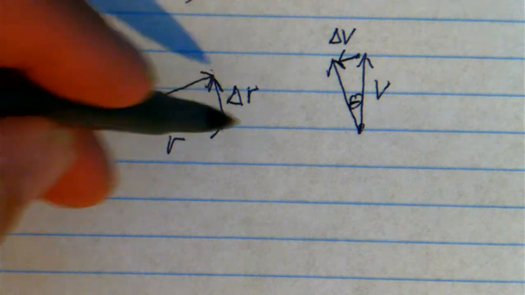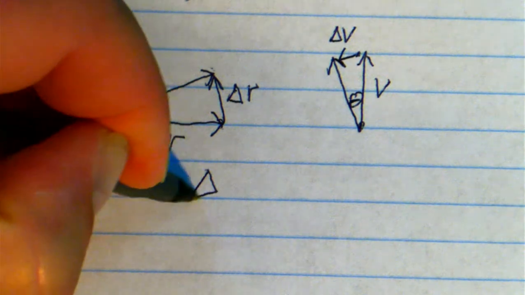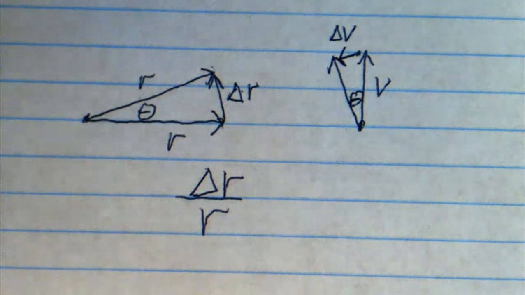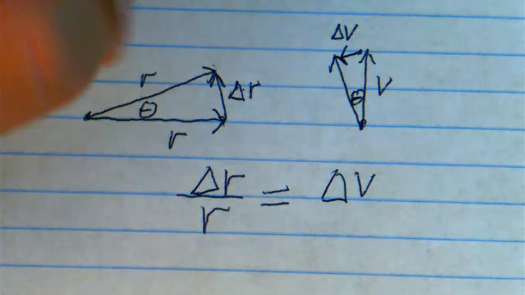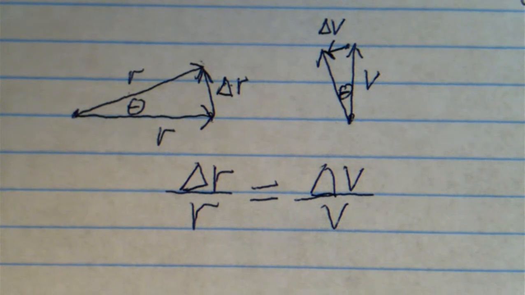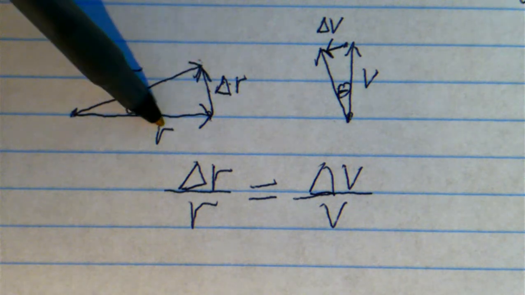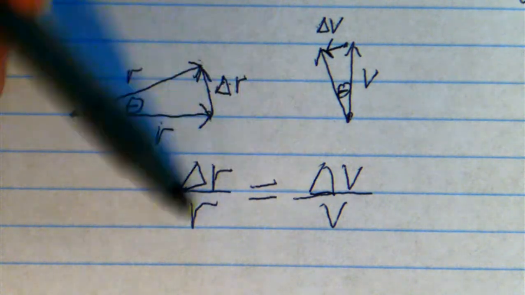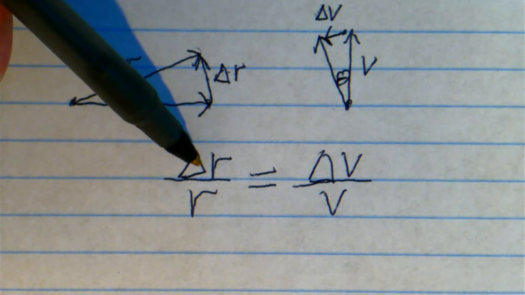So what does that mean? The ratio of delta r is to r as delta v is to v by similarity, right? Little change in r is to one side, as little change in velocity is to one side. So this is a perfectly legitimate mathematical expression.